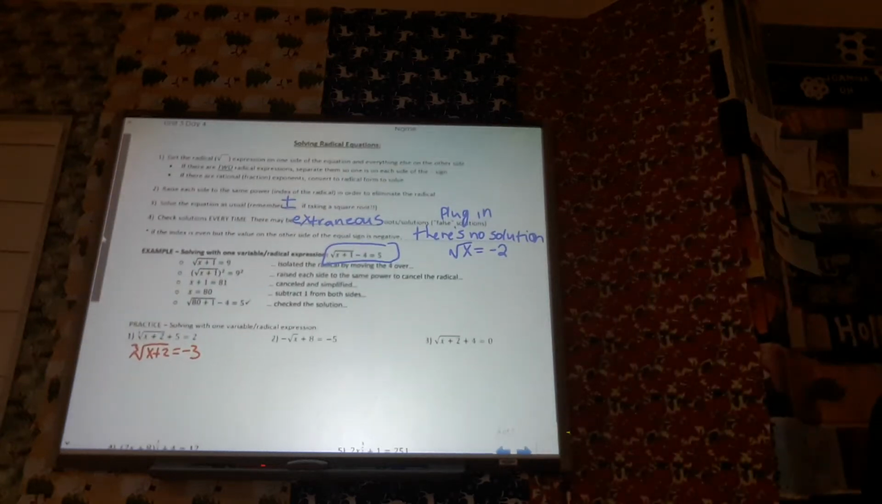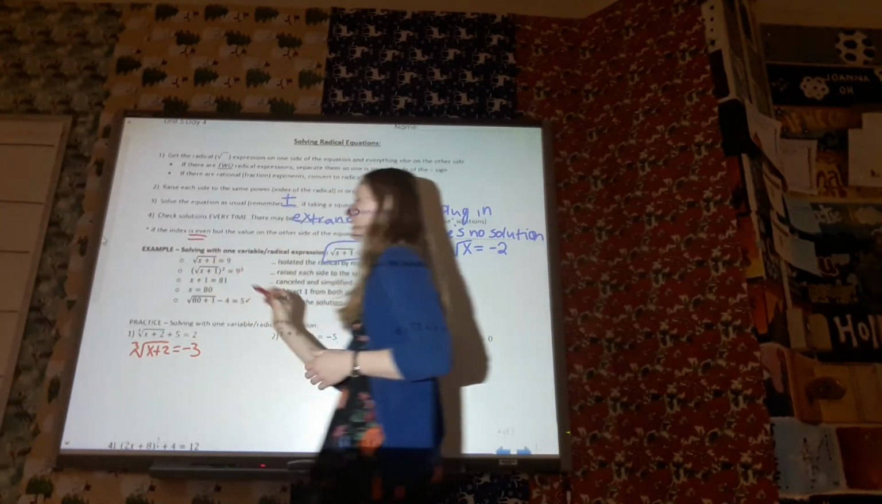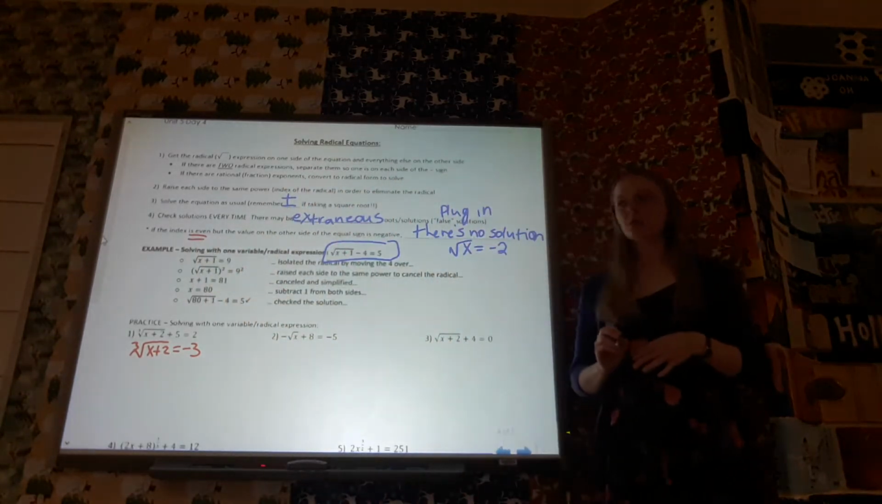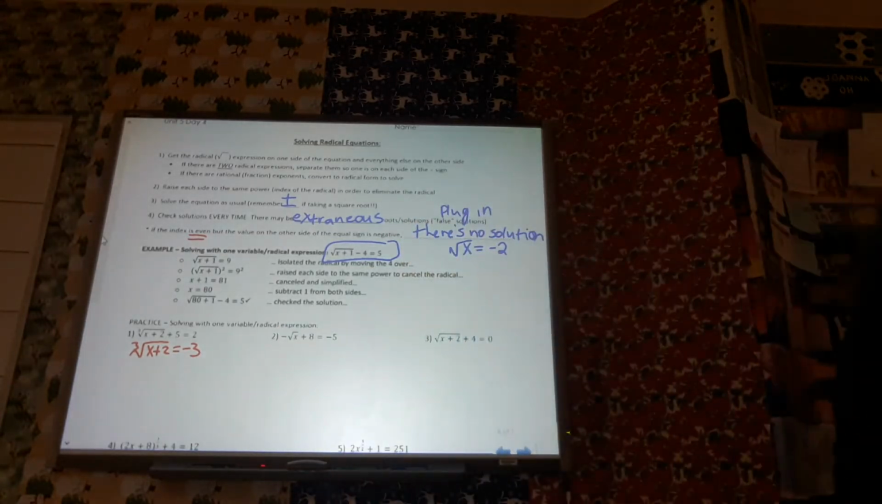Even, right? The index is even. So going back to this pointer right here, if the index is even, but the value on the other side is negative, there's no solution. But what's the index over here in this example? It's odd. So we don't have a problem. We can keep going. No problem there.